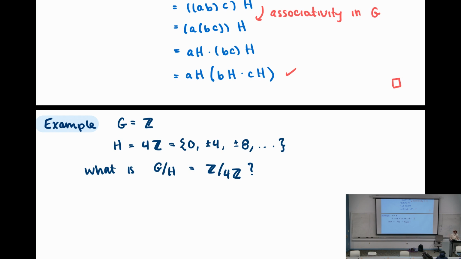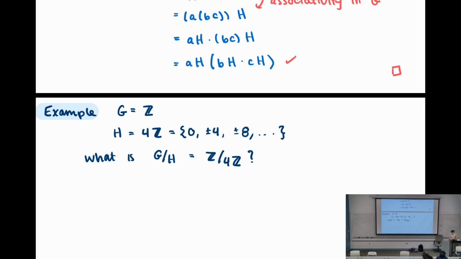Okay, so let's discuss this. I claim that all of the cosets are given by 0 plus 4Z, 1 plus 4Z, oops, 2 plus 4Z, and 3 plus 4Z.